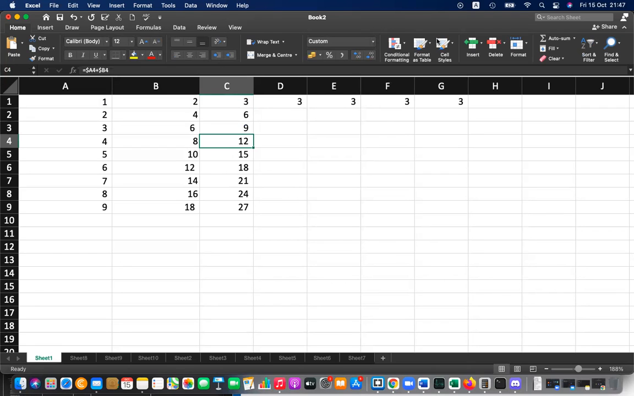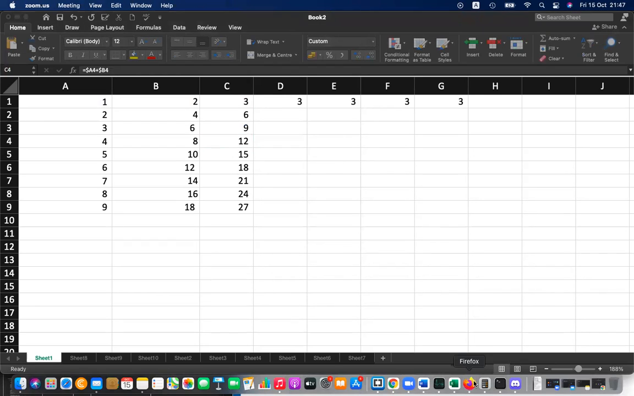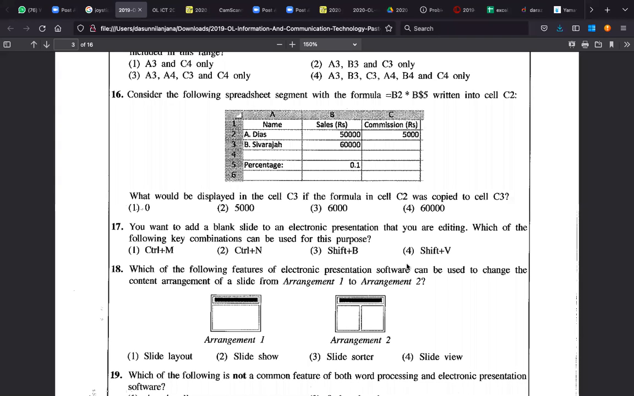If you still cannot understand, please ask. I can explain again. Right? Practice these things with the dollar sign, and you will understand this clearly. And you can watch it again also.